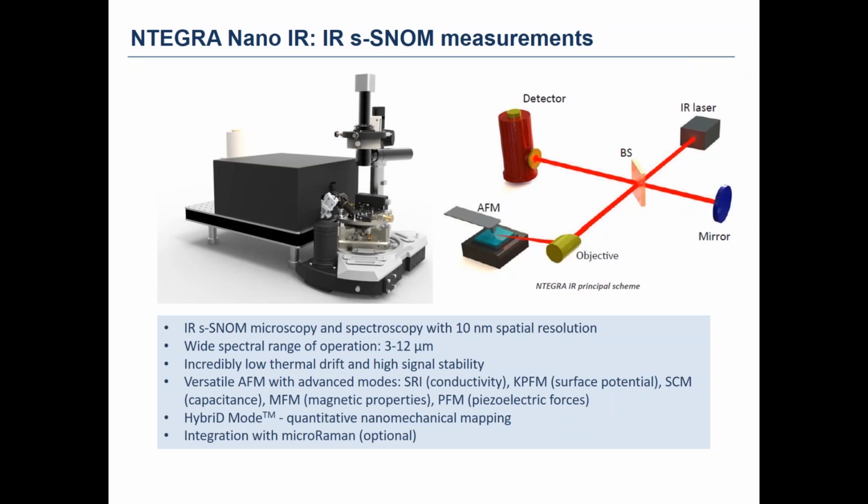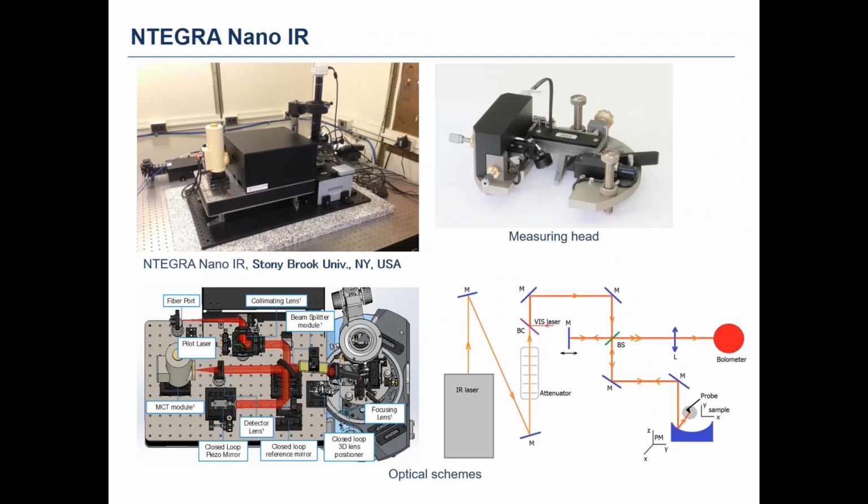This is how the system looks. In the top left, this is the photo of the system. In the right part, there is the specially developed measuring head that allows optical access for either the infrared objective or the parabolic mirror, depending on the application. For example, when we work on single wavelengths, the infrared objective is preferable, but when we use different wavelengths, the parabolic mirror is better.